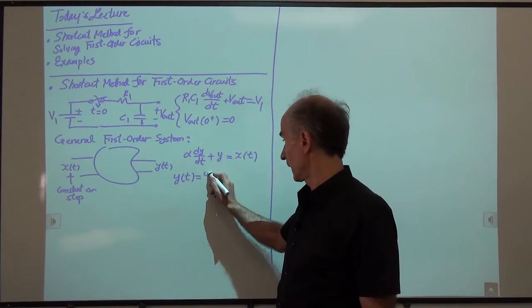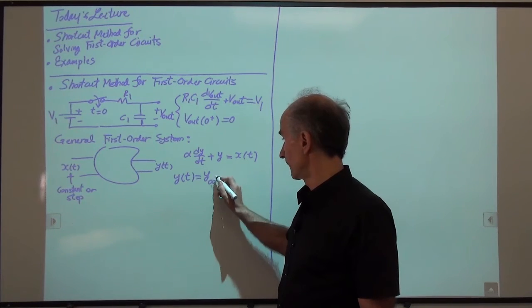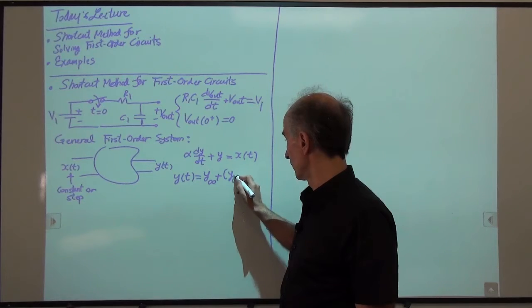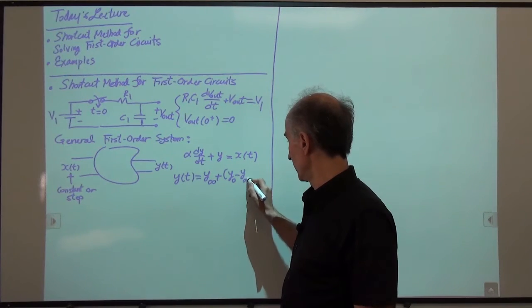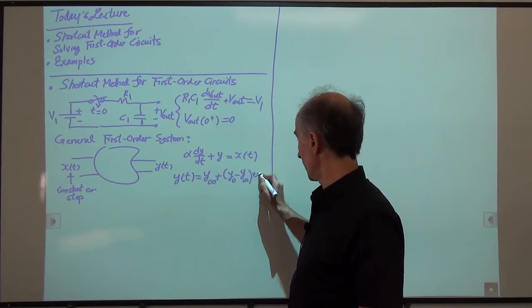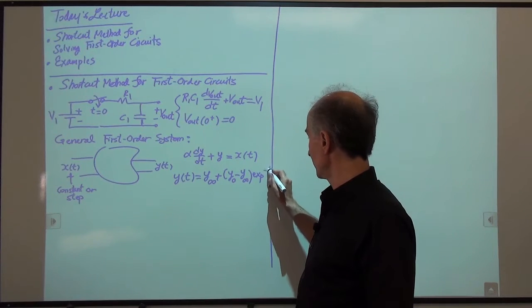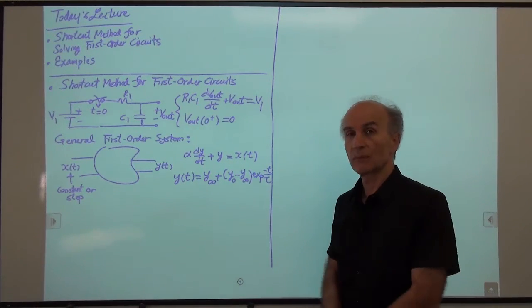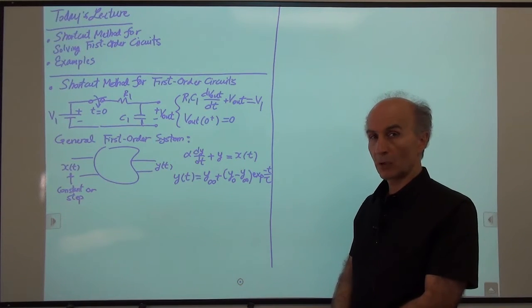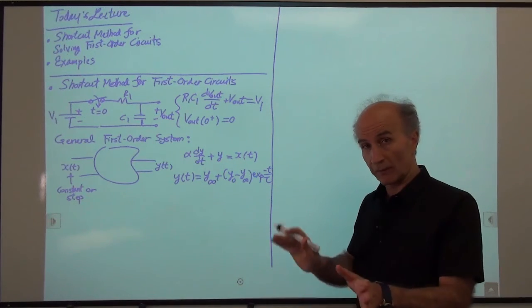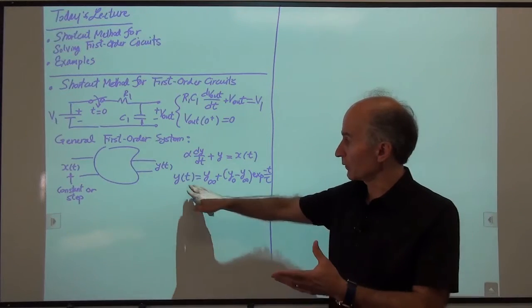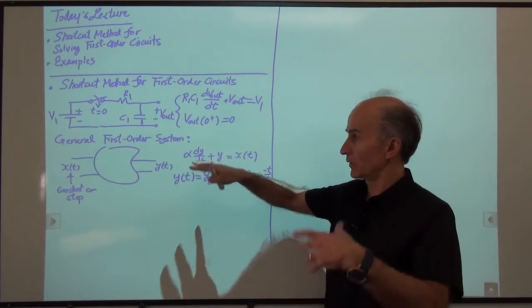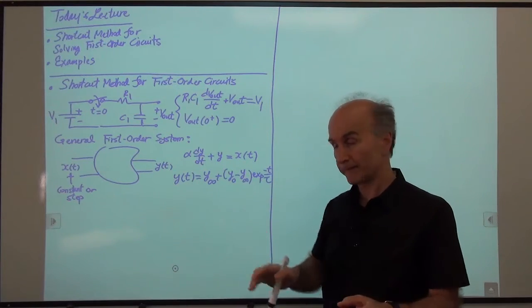So I'm going to write y of t is equal to, I'll write like this: y sub infinity plus y0 minus y sub infinity times exp of minus t over tau. Okay? I just have to tell you what all of these are. So we're trying to write y of t right away. We're not trying to solve the differential equation with the initial conditions and so on, right?